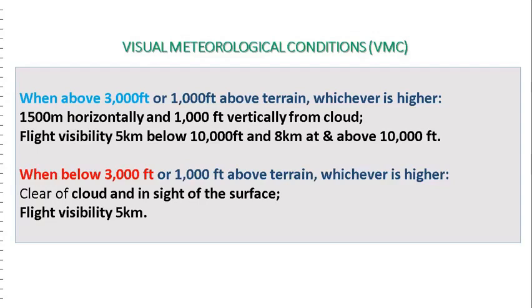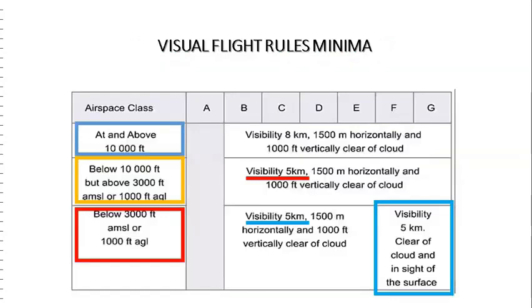When below 3,000 feet, here if we are talking about 3,000 feet, it is from mean sea level, or 1,000 feet above terrain, that is above ground level. So whichever is higher. So you should be clear of cloud and in sight of the surface. Flight visibility below 10,000 feet is 5 kilometers. As per airspace classification, for visual flight rules minima, for class A, VFRs are not permitted.